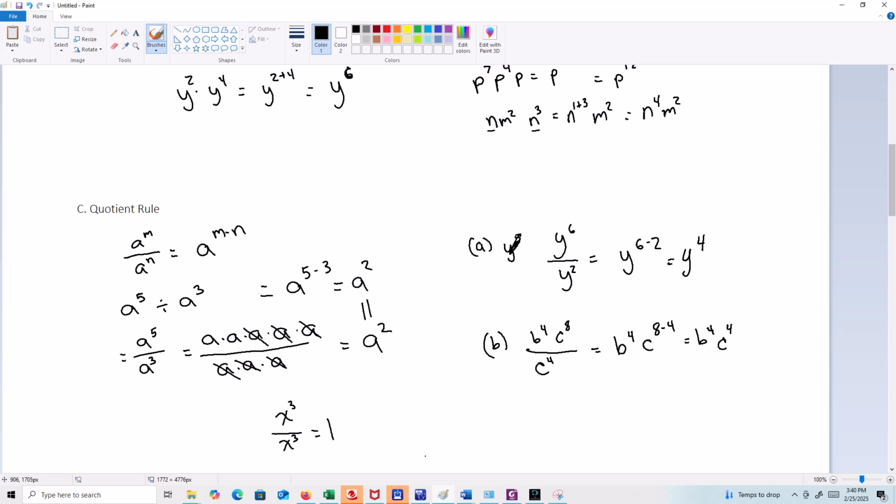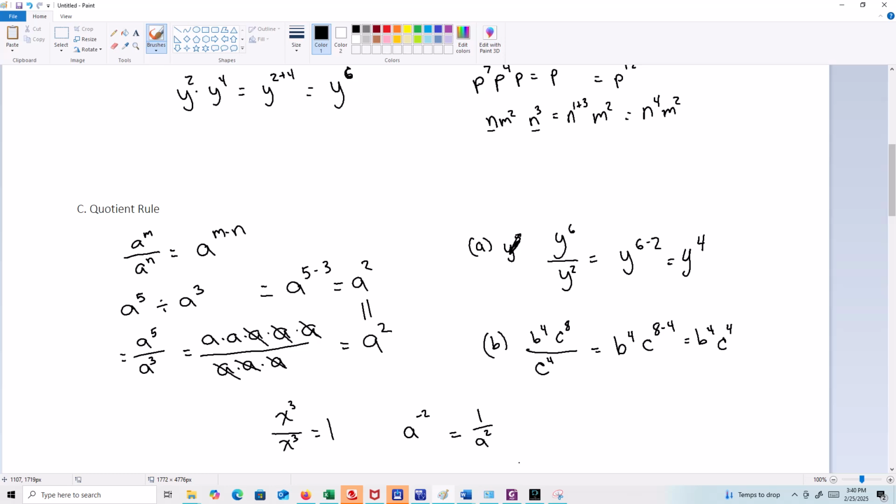In addition, if you have a variable that is being raised to a negative power, this can be rewritten as 1 over a squared. Those things are the same. So that's just a quick reminder of what the negative exponent means.